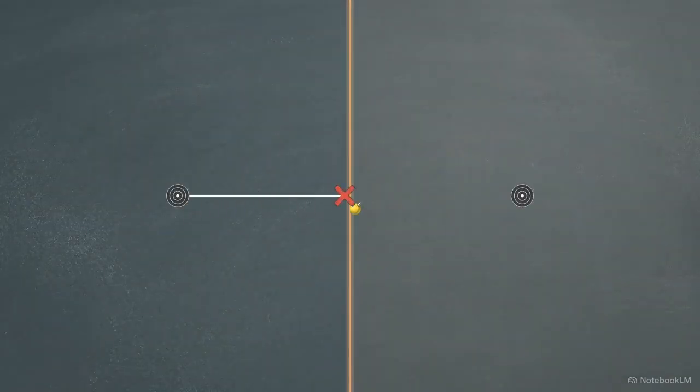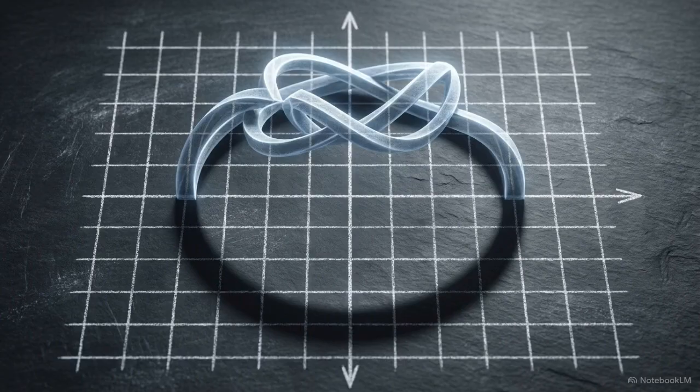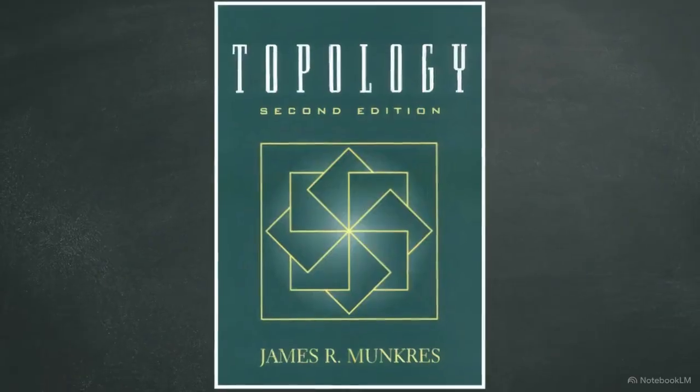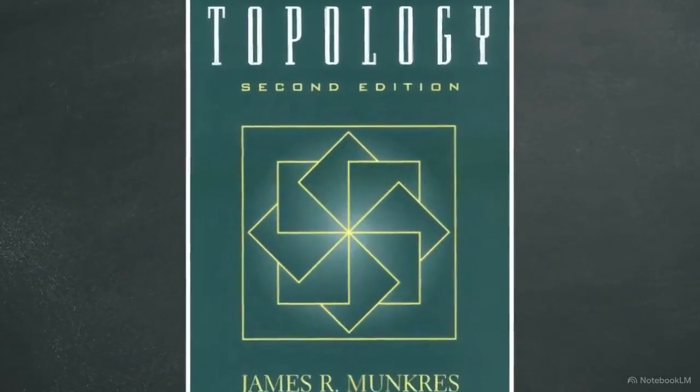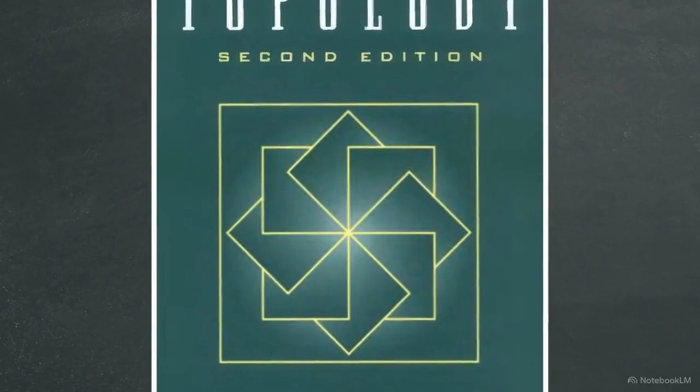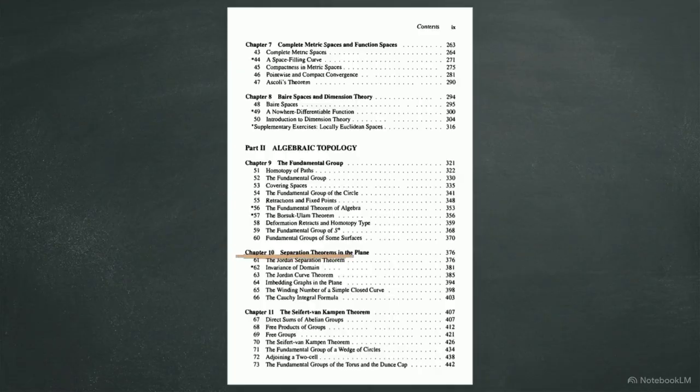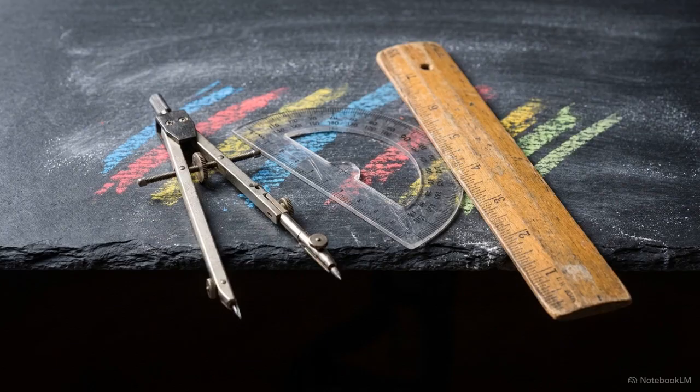To guarantee those two separate regions actually exist, we have to abandon our reliance on shapes and use the rigorous, abstract framework of the Jordan Curve Theorem. The standard textbook for building this mathematical foundation is James Munkres' Topology. If we open it to Chapter 10, Section 63, we find the formal statement and proof of the Jordan Curve Theorem. To understand the proof, we have to leave standard geometry behind.